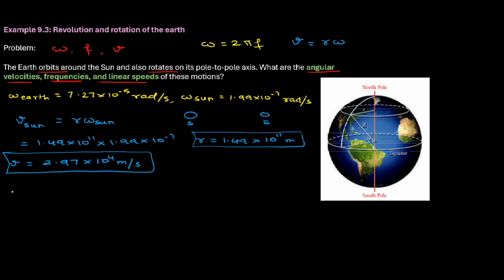Then we need to find the linear speed v with which the point on the Earth's surface will rotate. And that will be given by the same expression, which will be r times the angular speed of Earth's rotation. Now this distance r is the distance of the point from the axis of rotation of the Earth. So this red line here is the axis of rotation.